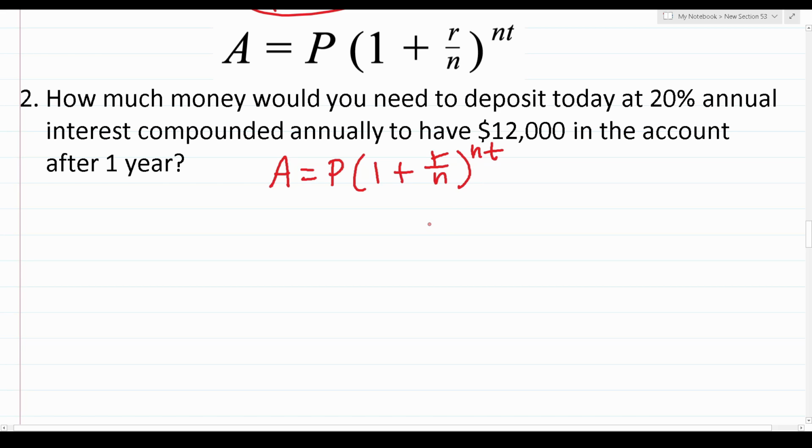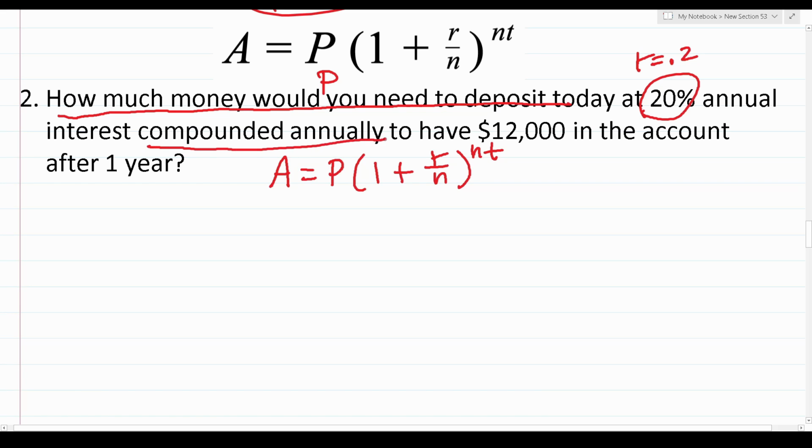All right, now that we've done that, let's go ahead and reread the problem, and let's identify what's given and what we're solving for. How much money would you need to deposit? That is, how much money would you need to invest? Again, principal is always the amount you invest. At 20% annual interest, well, that's your interest rate. Again, R is always going to be your percent, and we're always going to express that in decimal form. 20% in decimal form is 0.2.